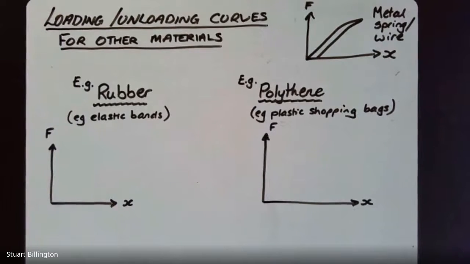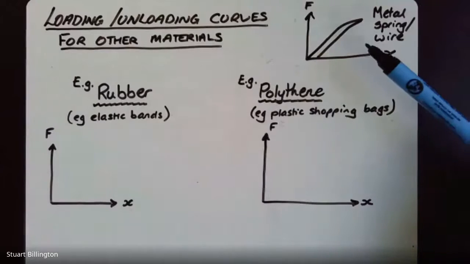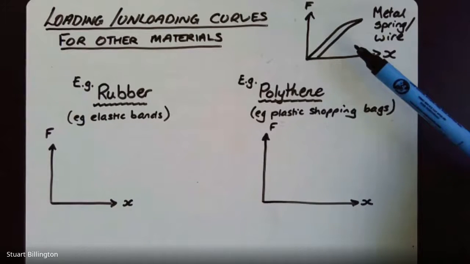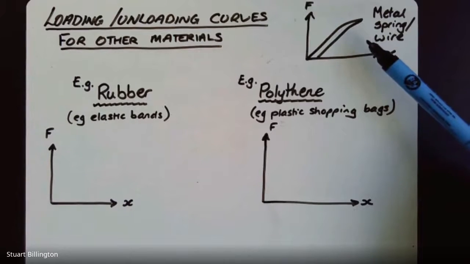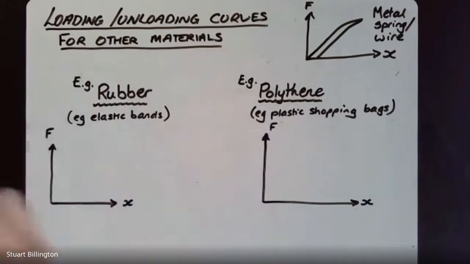What we'll be doing is investigating metal wires when we come back after half term, straight ones rather than coiled ones. I just want to give you a couple of contrasting curves for loading and unloading for objects and materials that behave differently to metal springs. So I just want to look at two different ones.